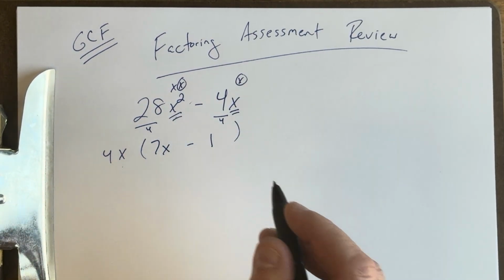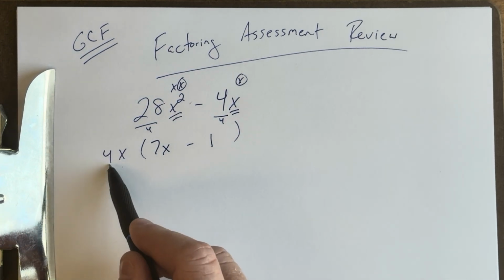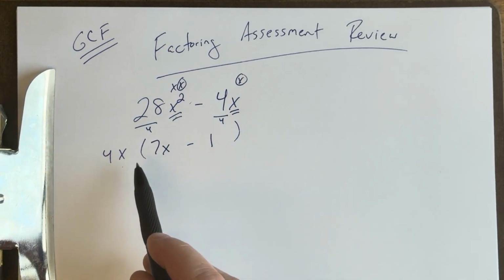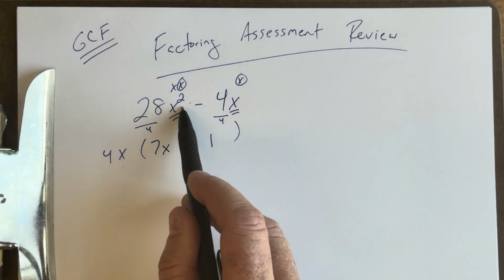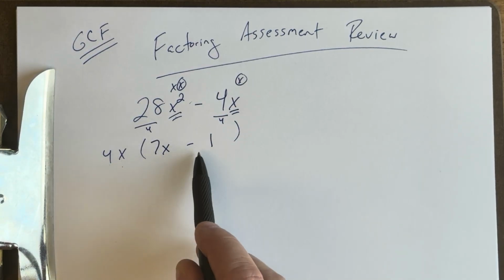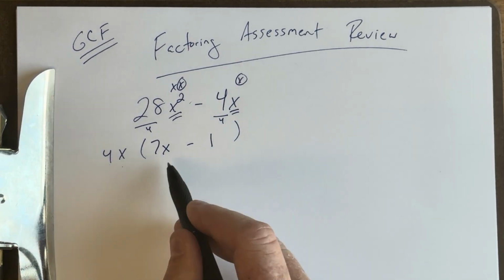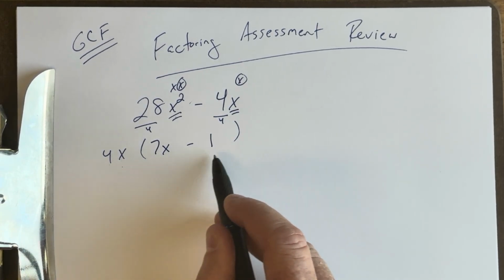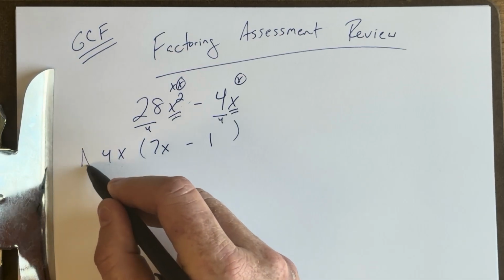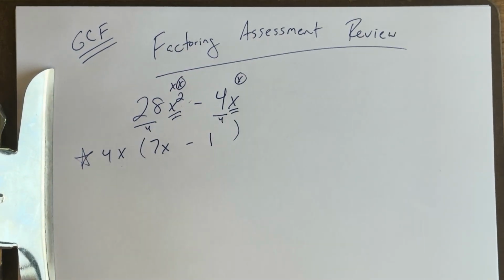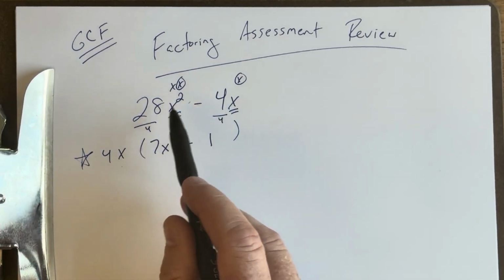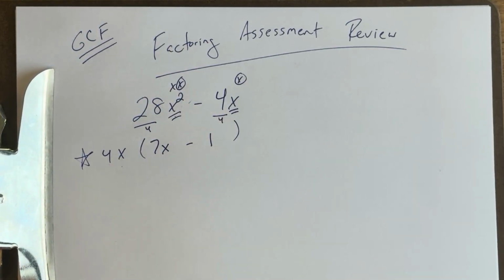If I want to check my answer, if I multiply 4 times 7, I get 28. If I multiply x times x, I get x squared. And the same thing over here, 4x times minus 1 is negative 4x. So always check your work. Make sure that you double check your work. This cannot be factored anymore, so that's my complete answer, okay? You need to make sure that you're finding a greatest common factor, okay?